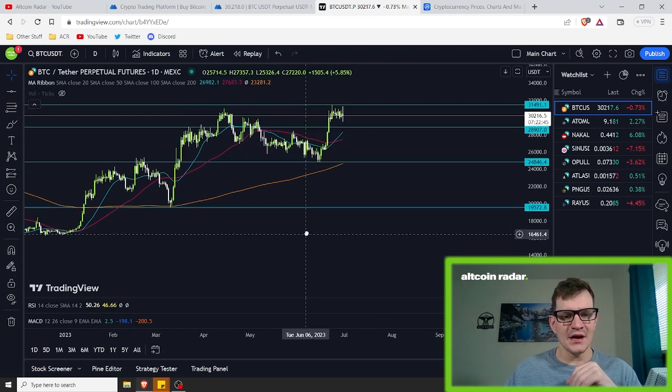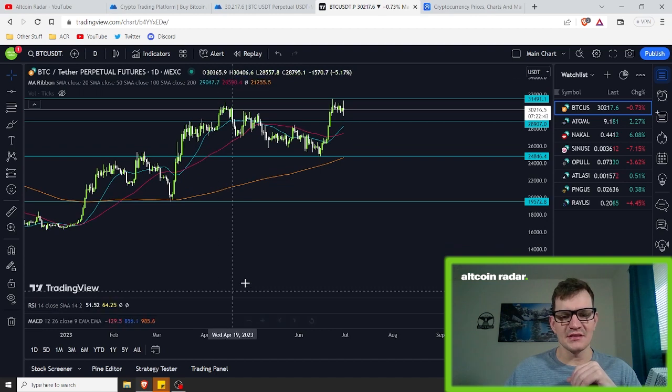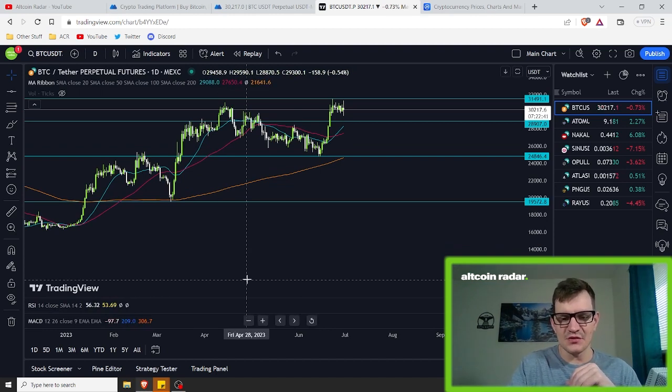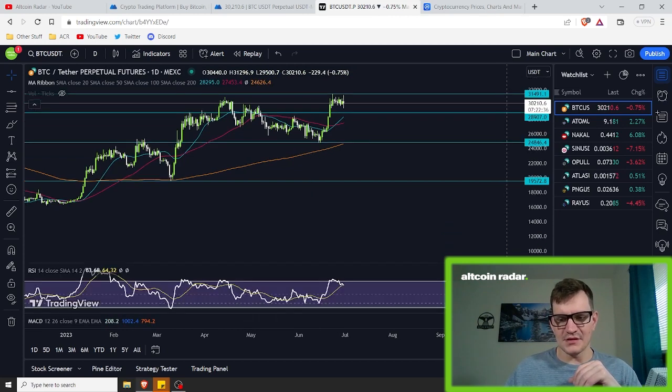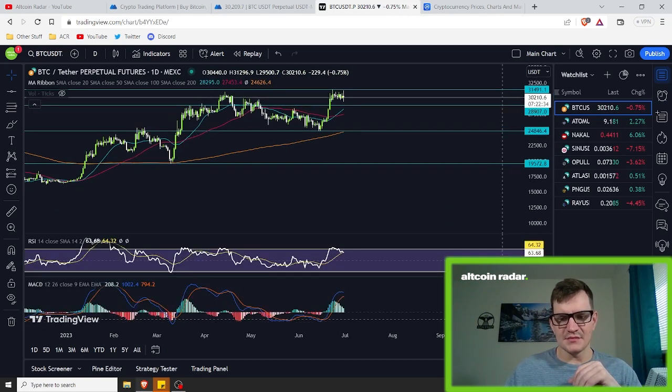So I've already got my RSI and MACD open right here. Let me go ahead and get these open real quick. Let's see here. Here's the RSI and here's the MACD, all right?